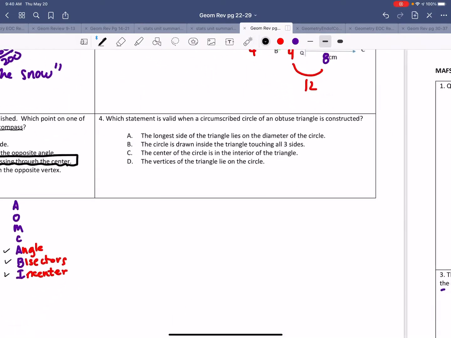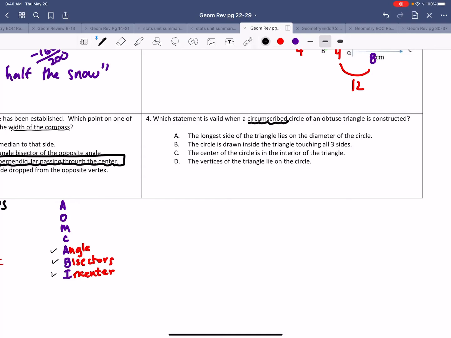Which statement is valid for circumscribed circles? So we're going to finish our mnemonic device. All of my children always bring in peanut butter cookies. So perpendicular bisectors make circumcenters.